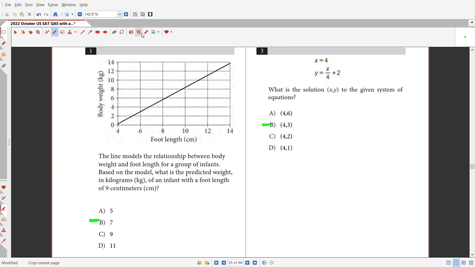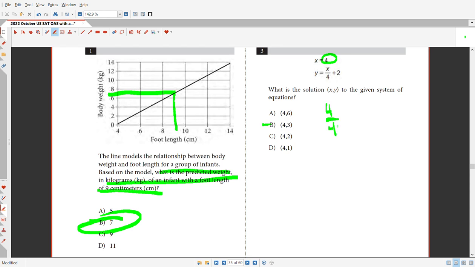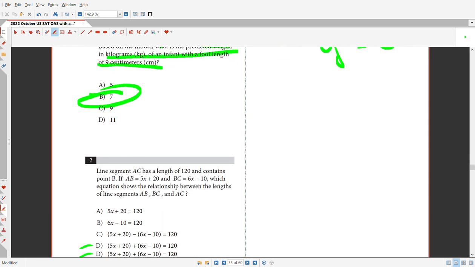October 2022 non-calculator section. Number 1. What is the predicted weight of an infant with a foot length of 9? I'm going to go 9, which is in here, so it's somewhere between 6 and 8, so I'm going to pick 7. I'm going to do number 3 really quickly. 4 over 4, which is 1 plus 2, which is 3, so the y value is 3. We already have the x value, so there's the answer there.